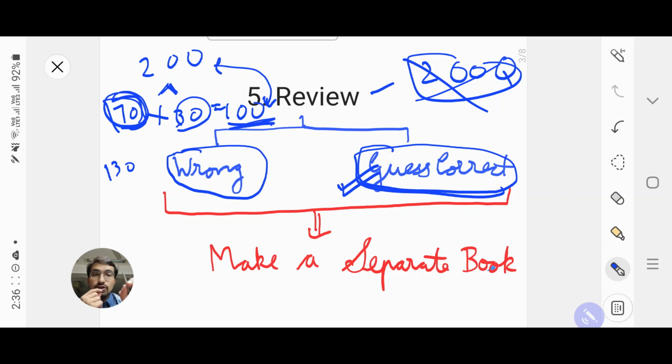Also, what is very important is to make a separate book for all these questions. GTs are very important, because all the subjects are there in those 200 questions, so it's not biased towards any subject. So make sure that you make a separate book for all your wrong and your guess-correct questions, so that you can always go back to that book to see your mistakes.